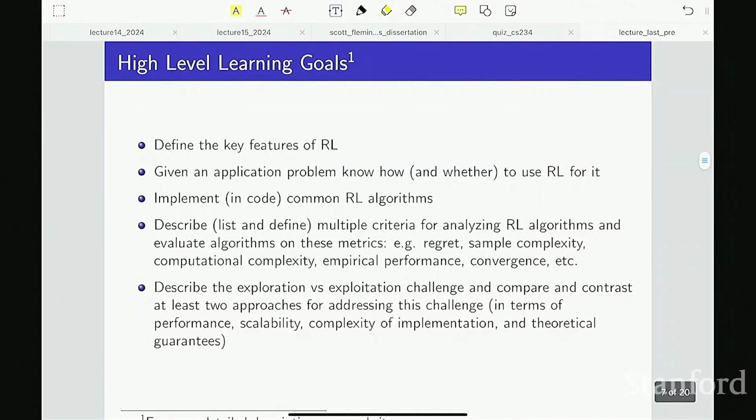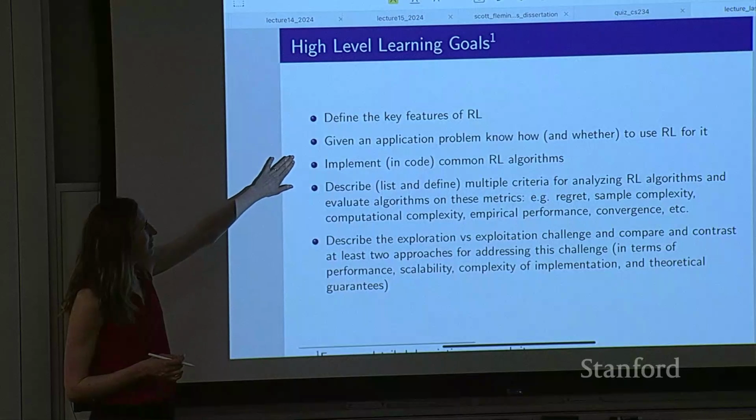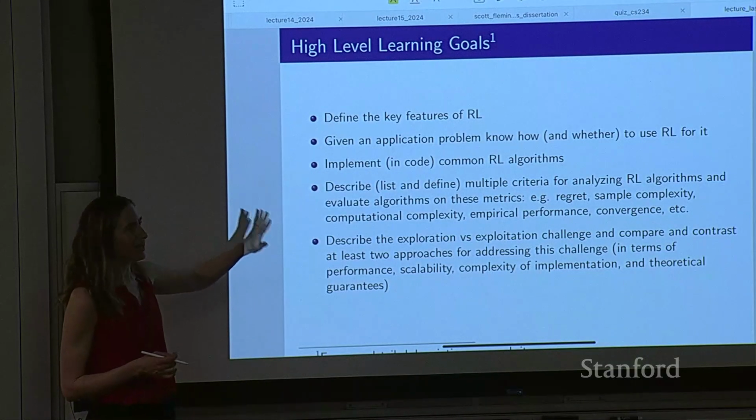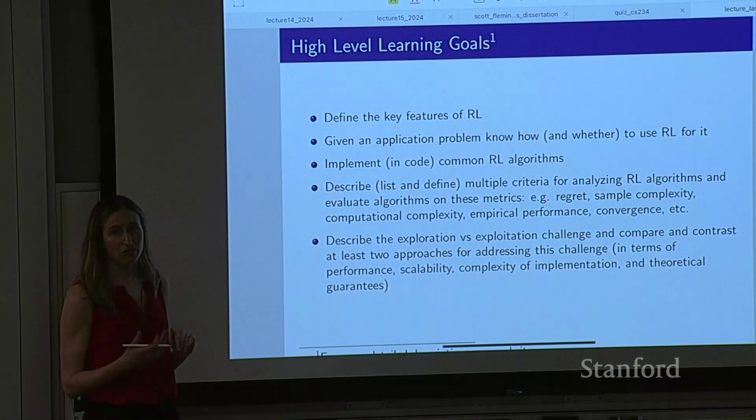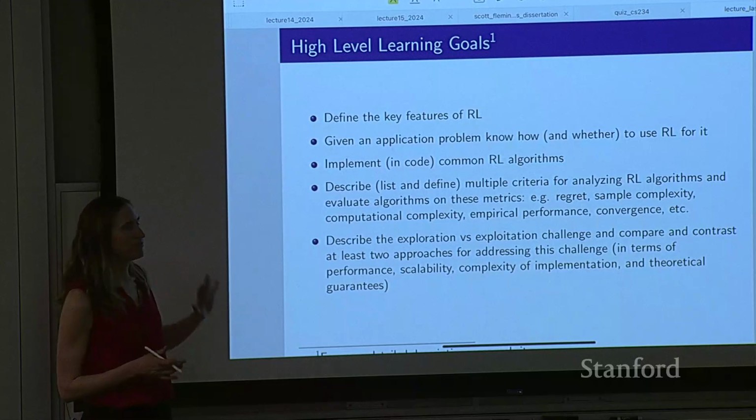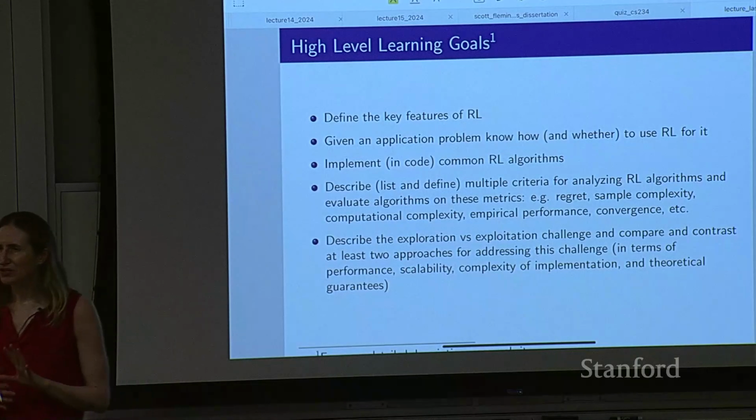And we talked about there being a number of different learning objectives in the course. And so what I hope that people will walk away with from this class is to understand what are the key features of reinforcement learning and how does that change compared to supervised learning and AI planning and a lot of other areas, or unsupervised learning. To understand how, if you're given an application problem, whether and how you should use RL for it, and what algorithms might be appropriate. To be able to implement in code RL algorithms, and you guys have had lots of practice with that.